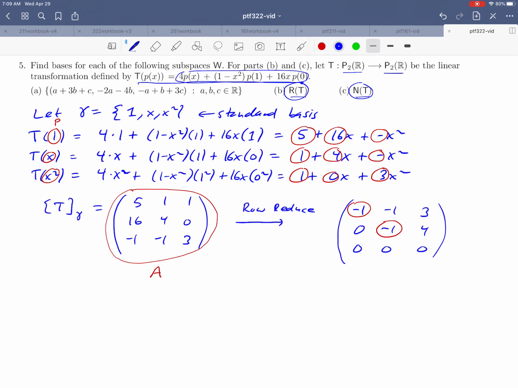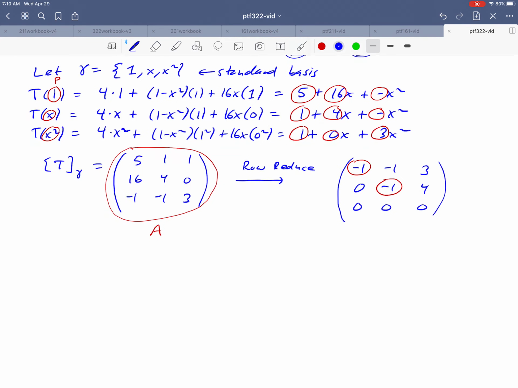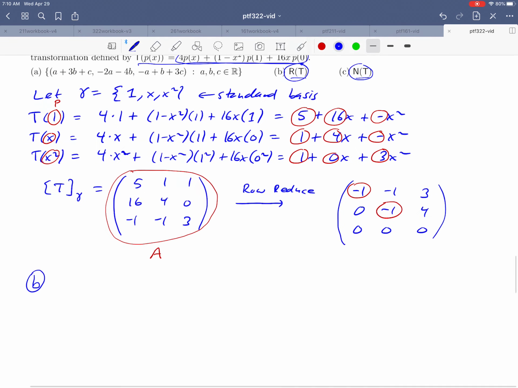So we have enough information here to get started thinking about part B, which is finding a basis for the range. We'll start by finding a basis for the range of L_A, left multiplication by this matrix A.